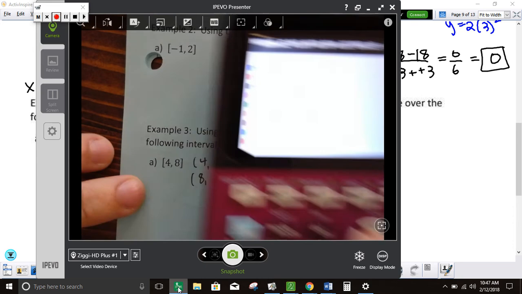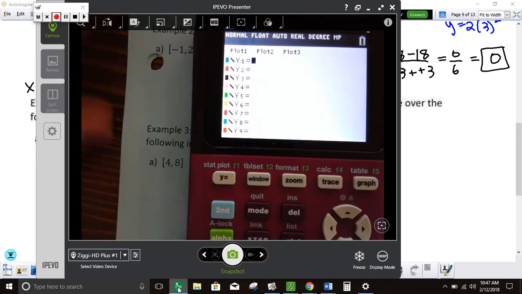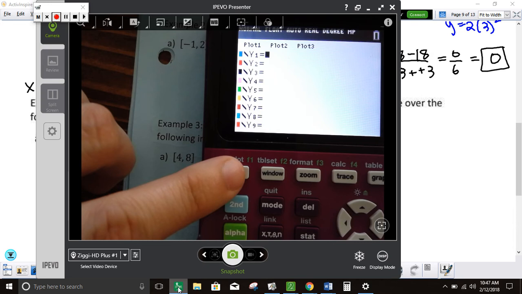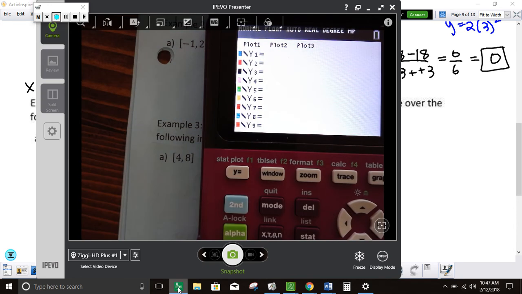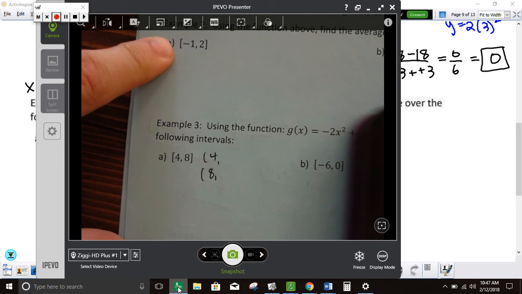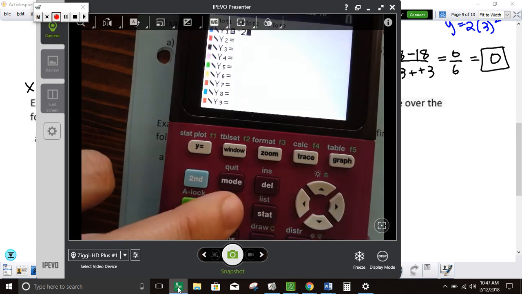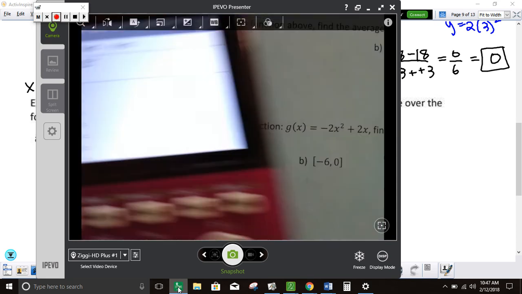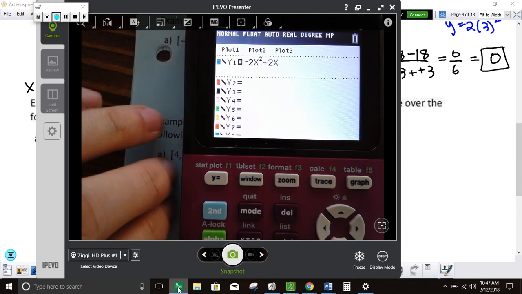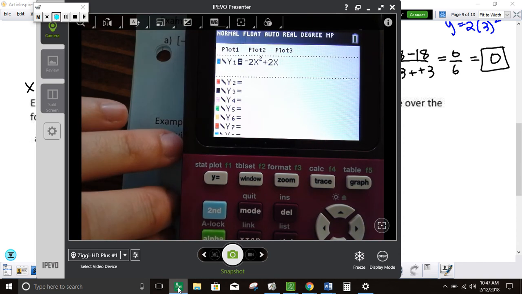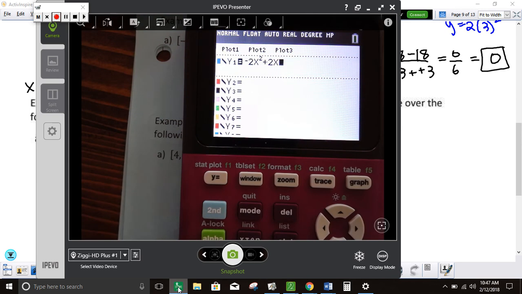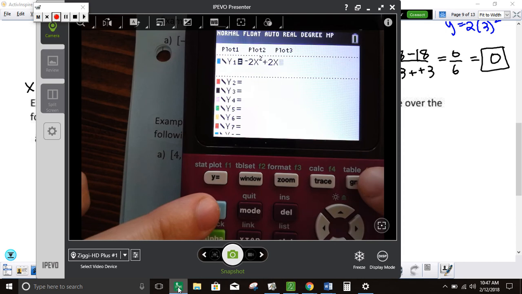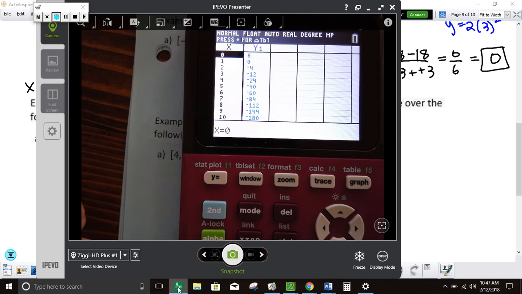Okay, so up into your y equals, or your y button up here in the corner, I want to plug in the function that I'm using. Again, this function is -2x squared plus 2x. And what I'm going to do is I'm going to not graph it. I could graph it, but I'm going to go to the table. So choose second graph, and you should get to the table. We've used the table before, right?